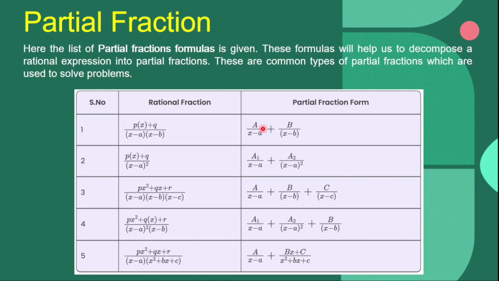Okay. So here you can see this is the rational fraction, and this is its partial fraction form. Basically these are the common types of partial fractions that we are used to solving. So here you can see a by x minus 1 plus b by x minus b. For this rational fraction we use this type of form. So basically we are doing this by using pen and paper.